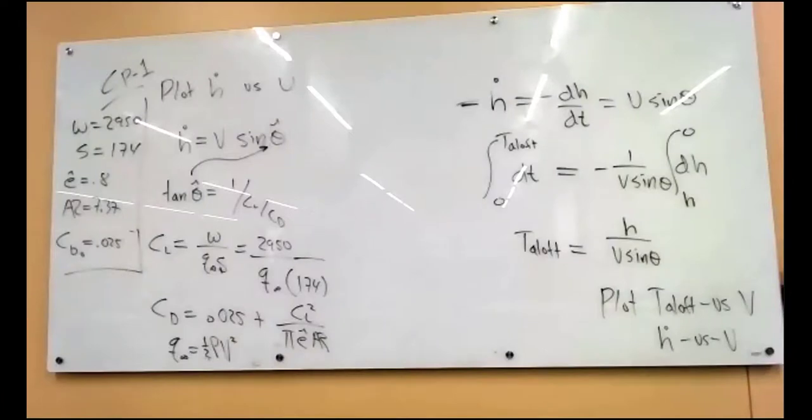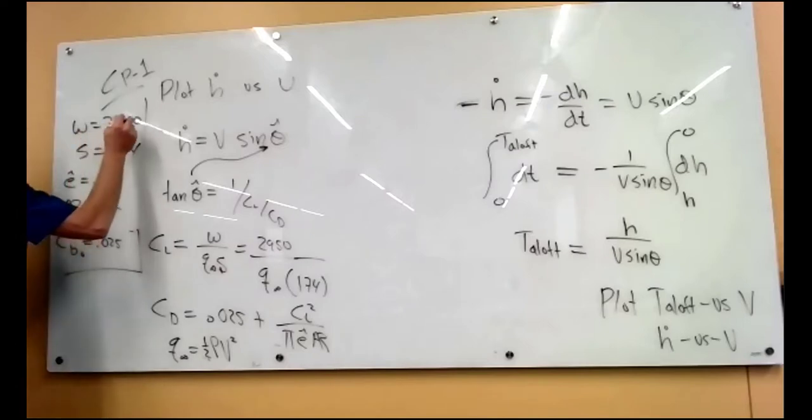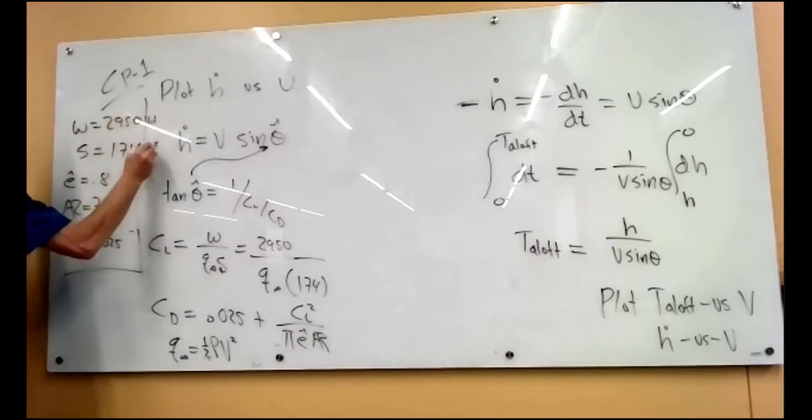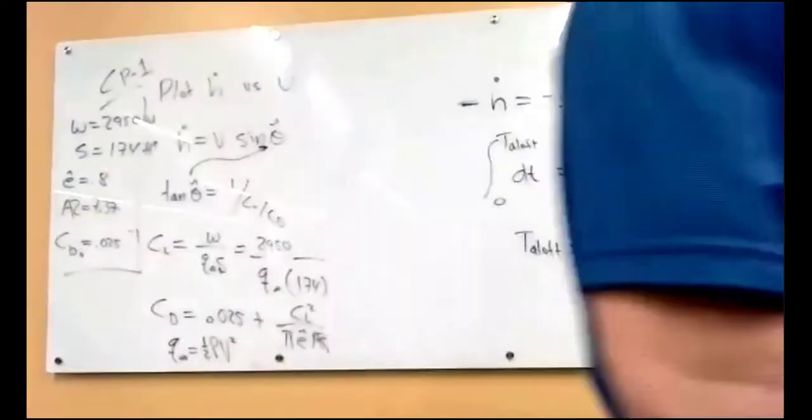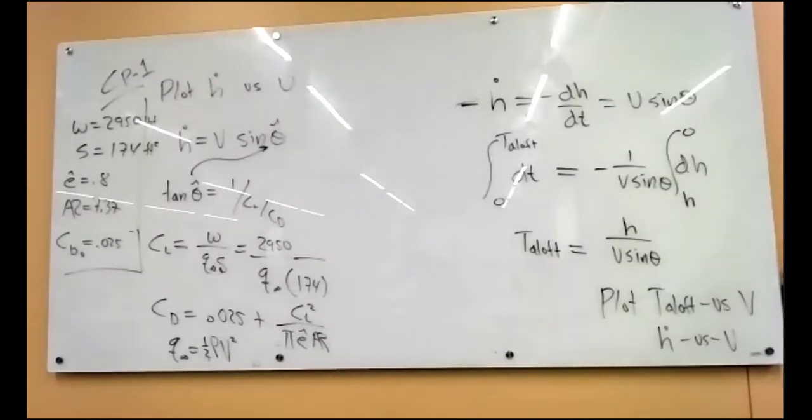I'm sorry. Oh, this is all English. Yeah, I should put that up there because a number without units is useless, right? Aspect ratio, CD0, that's unitless. Aspect ratio is unitless. And E hat. Good question. My physics friends would be groaning at this point.